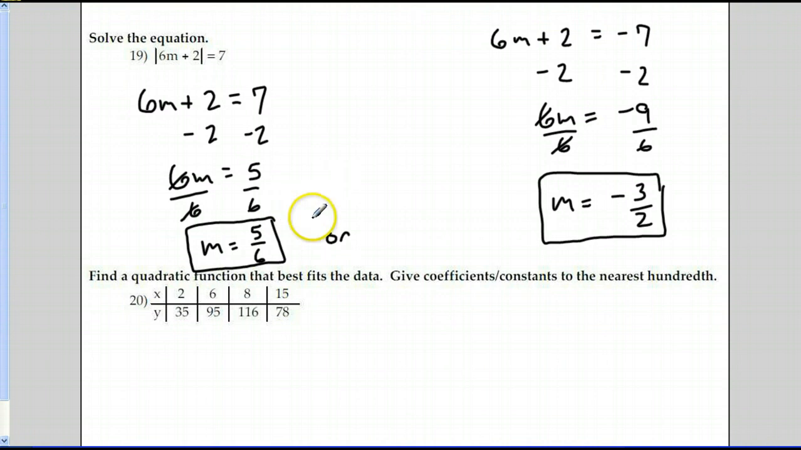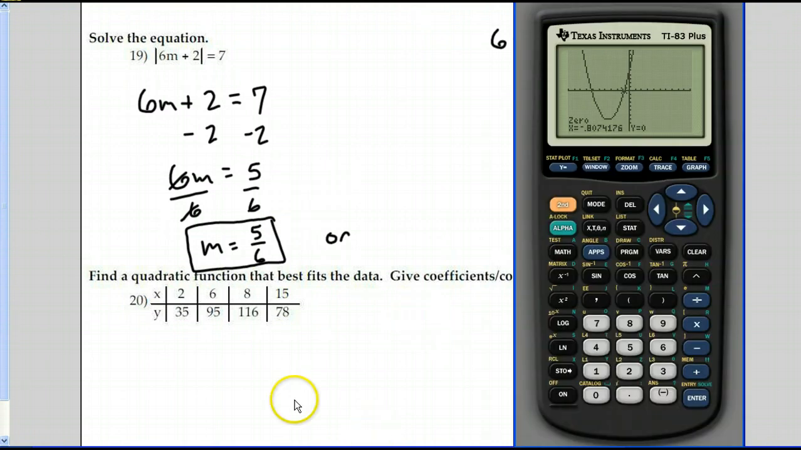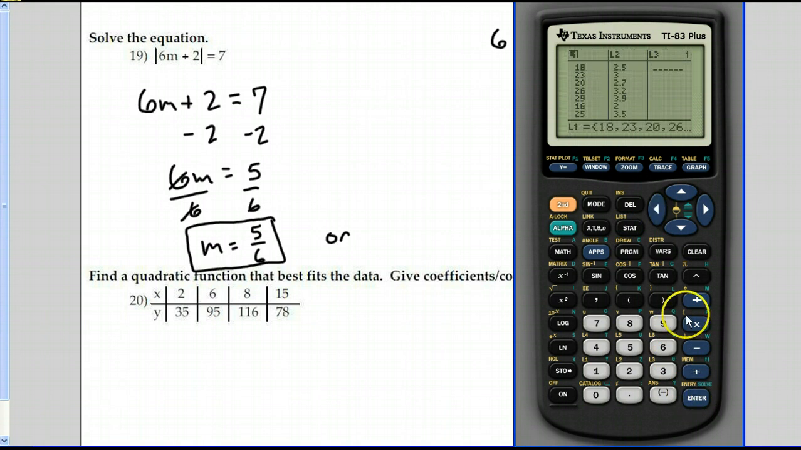Alright, quadratic function that best fits that data set. So hit your stat button, go to the editor, clear out data. Don't hit delete, clear out data. If you hit delete and lose your values, you can get them back, but you won't have L1 and L2 anymore. So you will need to do the setup editor to get it back if you accidentally do delete that.